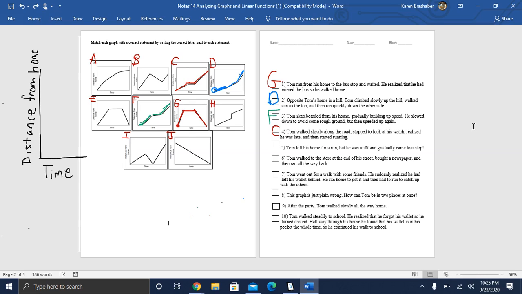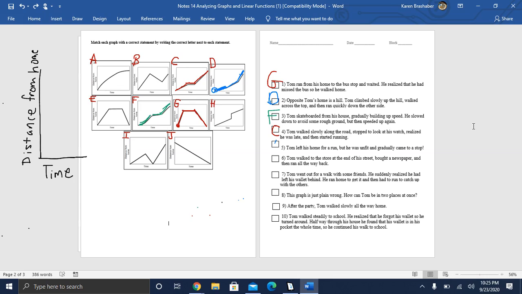All right, number 5. Tom left his home for a run, but he was unfit and gradually he came to a stop. All right, so that will be graph A. So this is graph A.